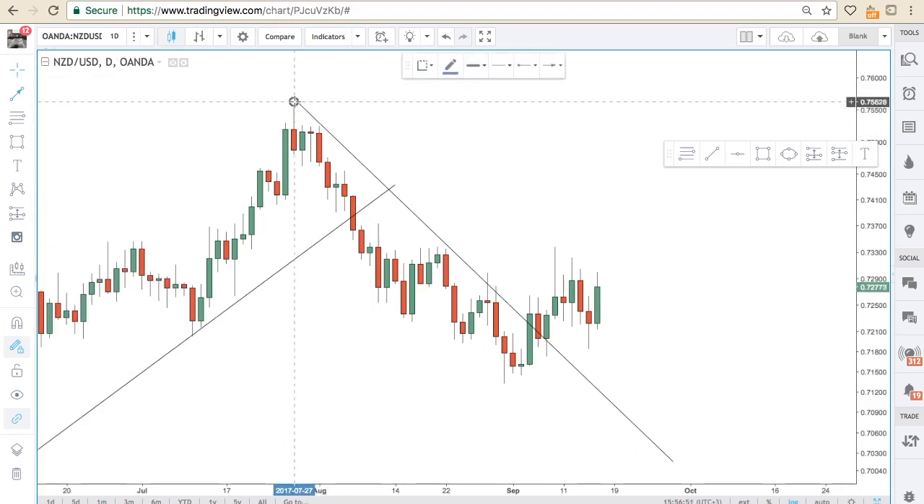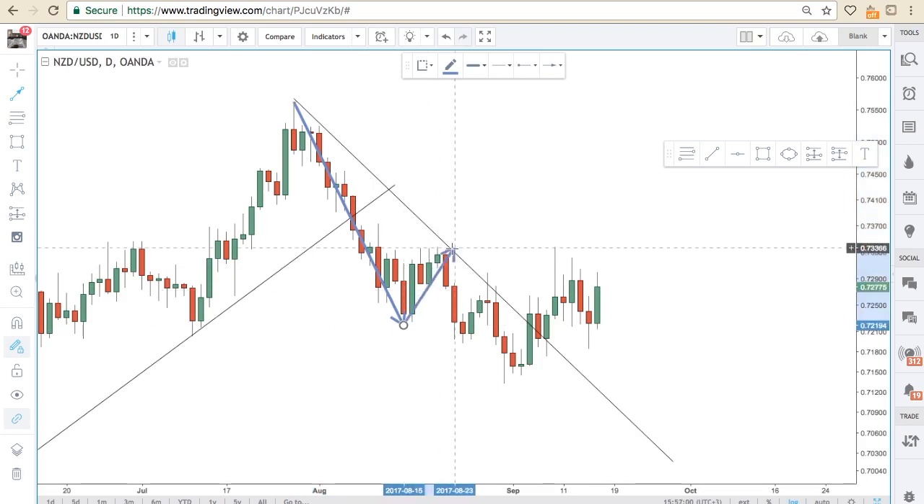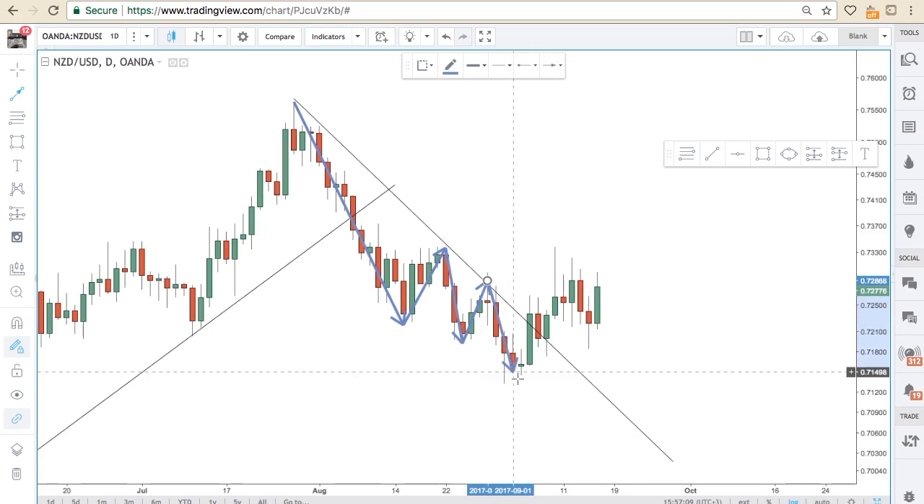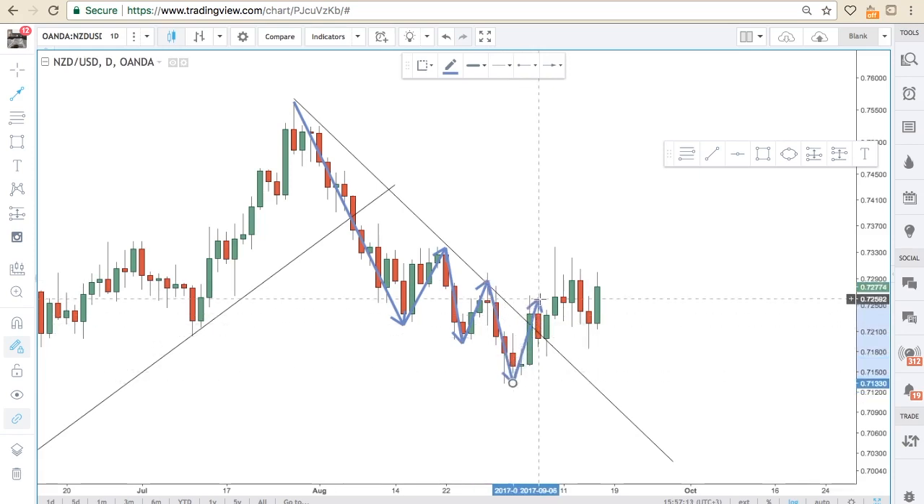What I see here is a top, a bottom, right? So I have a high, I have a low. I have a lower high, then a lower low. I have a lower high, lower low, right? And what do we have? We have a lower high that fails to make a lower low, and then we have a higher high here.